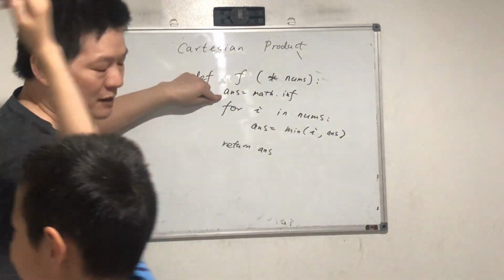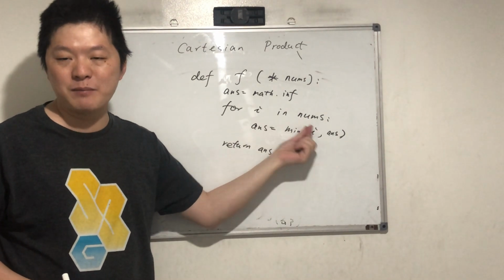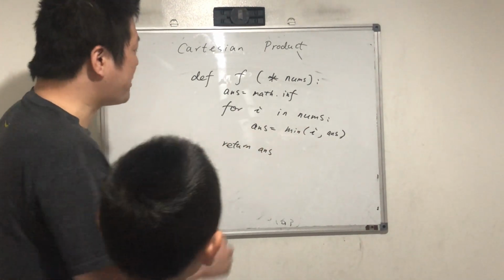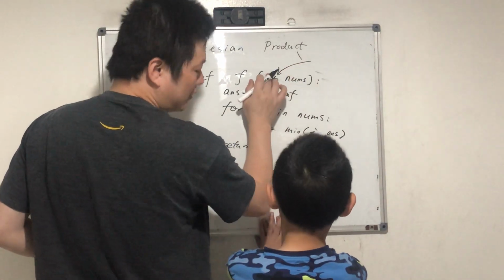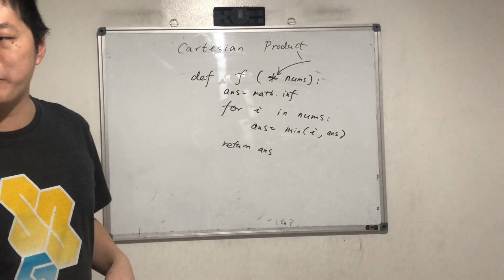Because the answer is the maximum at the beginning, and then we want to get the minimum. Keep updating with the minimum, right? So the point here is we're using this star to denote the variable number of parameters. Got it?